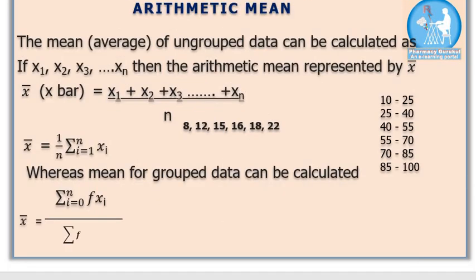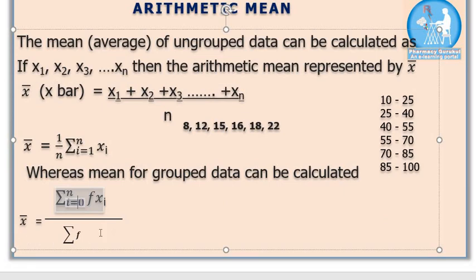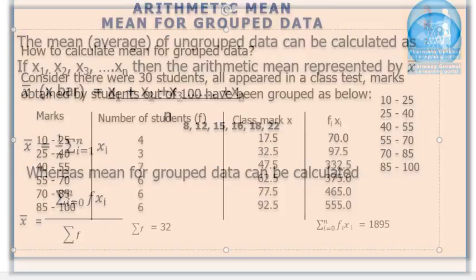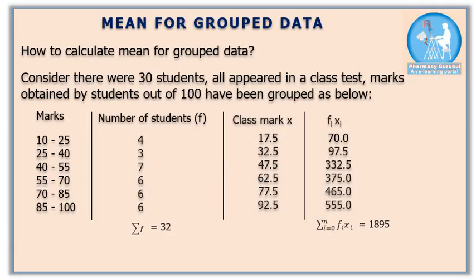The final step to calculate the mean is to apply this formula, and in that case you have the value of sigma fx as well as sigma f. So you need to divide 1895 by 32. Please calculate your answer and share it in the comment box.